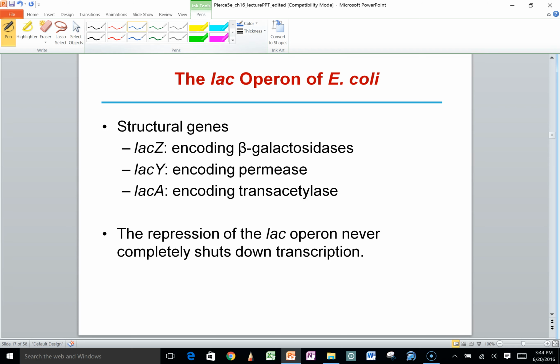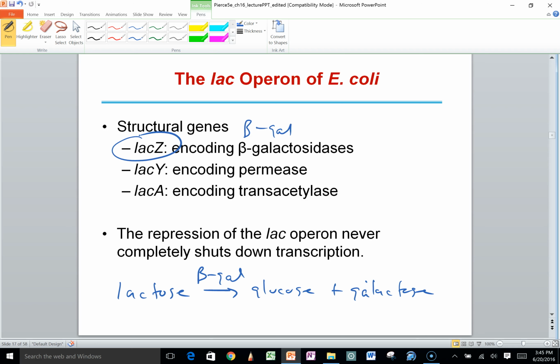Lac Z encodes beta-galactosidase, and that's the enzyme that breaks down lactose into glucose plus galactose. So this enzyme is beta-gal, or beta-galactosidase, and it's encoded by the lac Z gene.